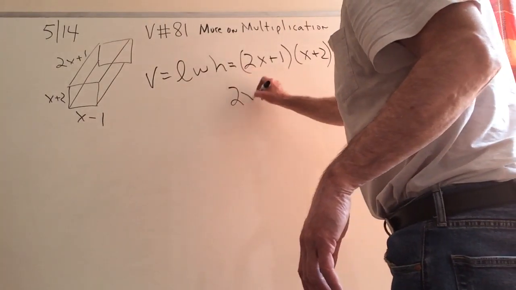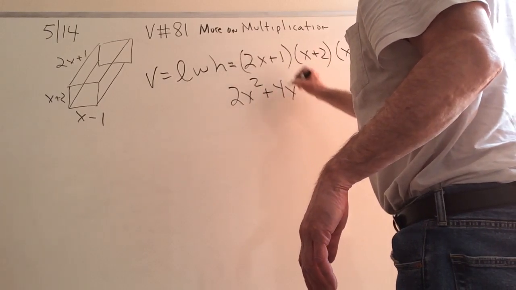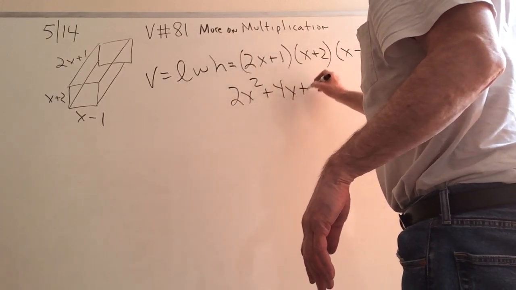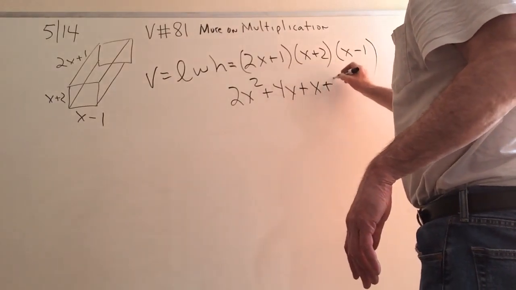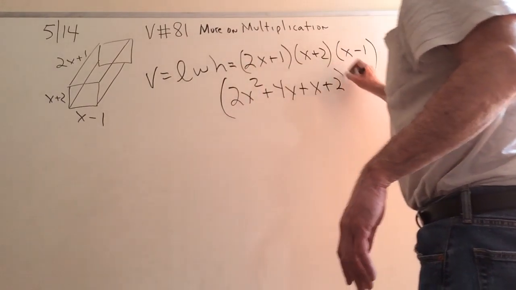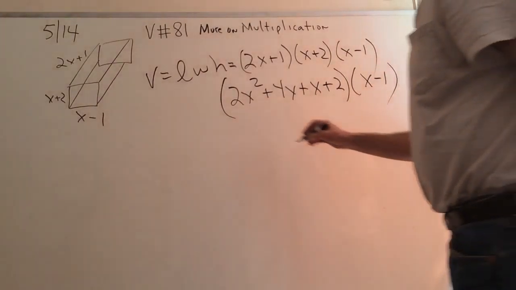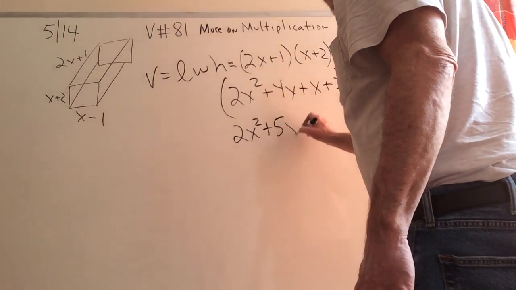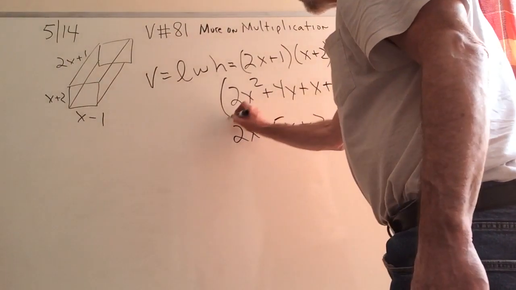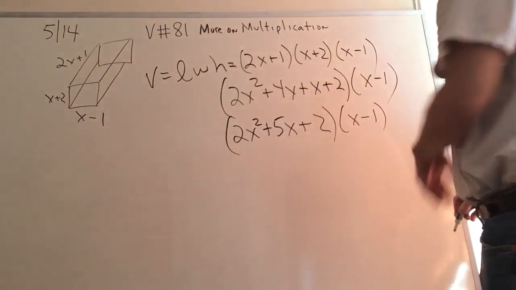I come up with 2x squared plus 4x plus x plus 2. And we're multiplying this times the leftover edge over here. We combine like terms, and I get 2x squared plus 5x plus 2 times x minus 1. You could switch these.